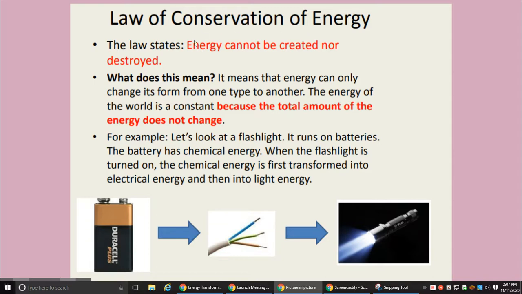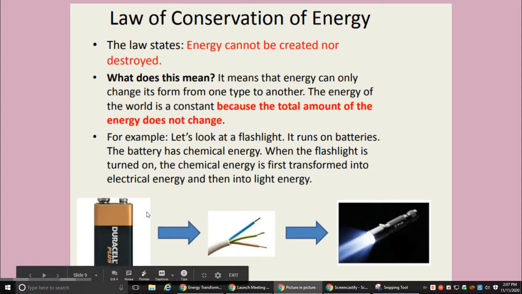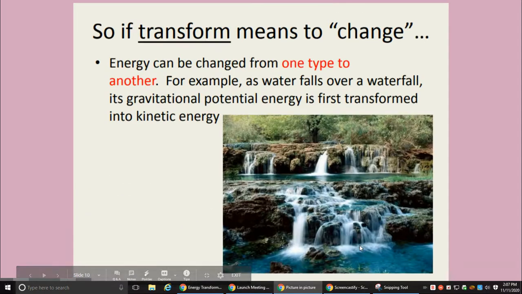energy. So the law of conservation of energy states energy can't be created or destroyed. So what does it mean? It means that it can only change from one form to another. It's never lost. So let's look at a flashlight. It runs on batteries. The batteries have chemical energy. When the flashlight is turned on, the chemical energy is transformed into electrical energy and then into light energy.